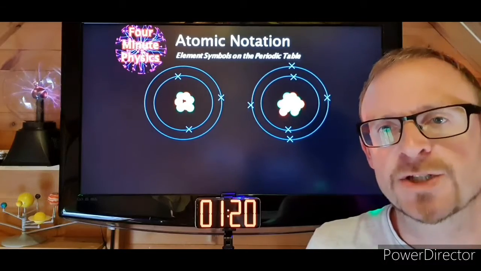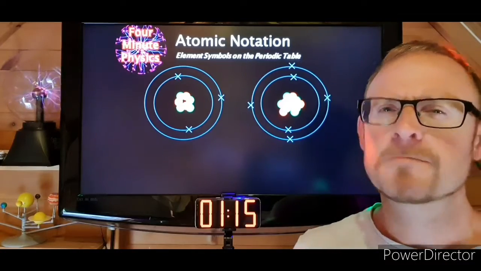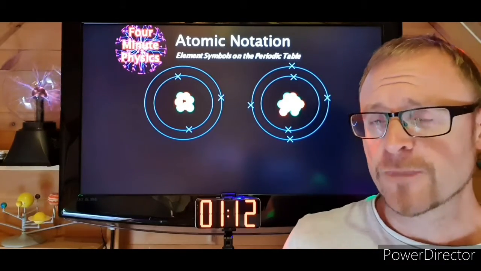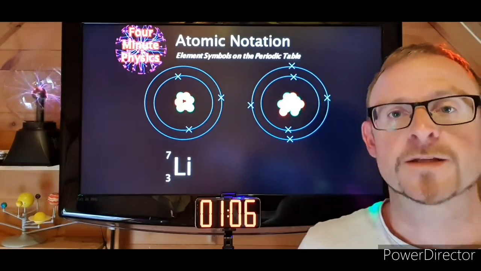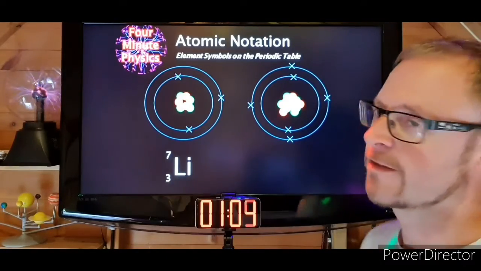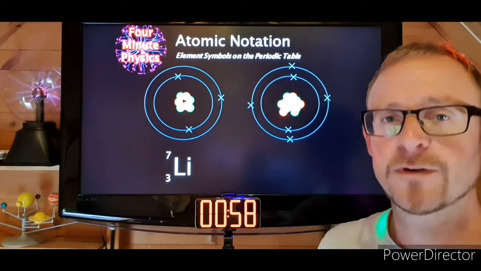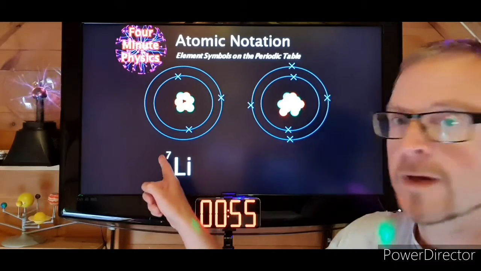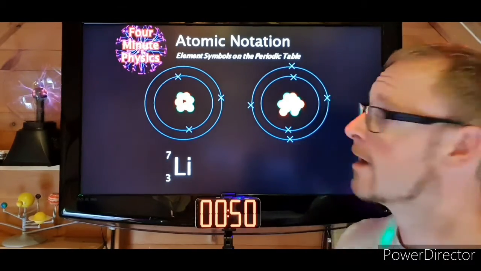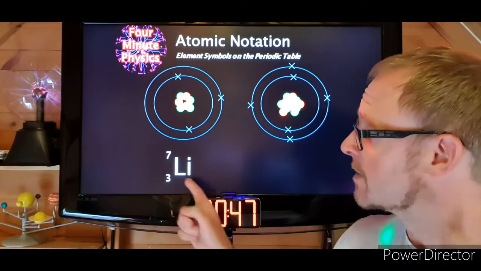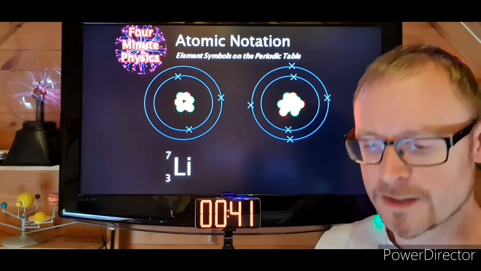In terms of atomic notation, we need to know how we write atoms and how we can represent them using symbols rather than just drawings. I've got 2 different atoms here on the screen, and I'm going to represent these by the atomic notation. So the first one here, this is lithium. Lithium is a symbol Li found on the periodic table, so make sure you know where you can find these symbols. And the top number here, 7, represents the total number of protons and neutrons found in the nucleus. The bottom number, in this case 3, is the proton number, or the atomic number. It's how many protons there are in the nucleus.